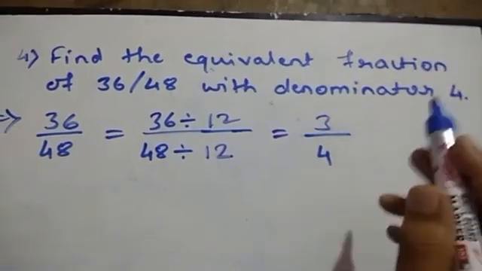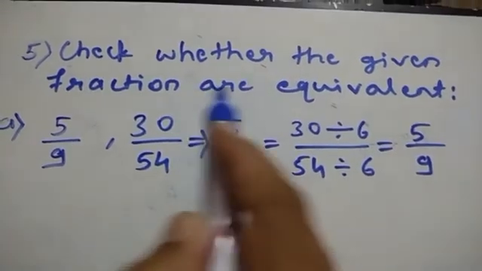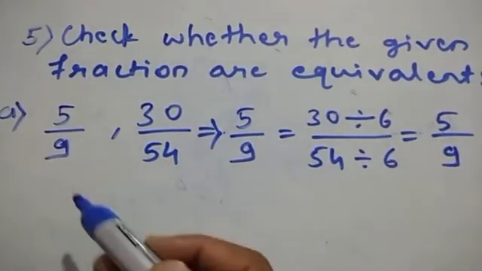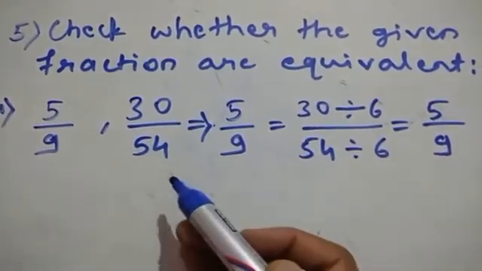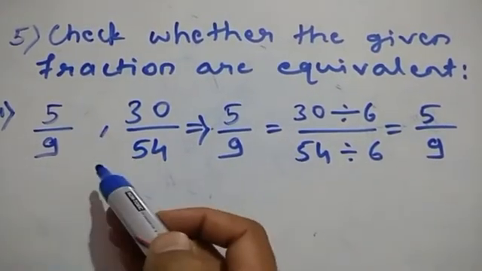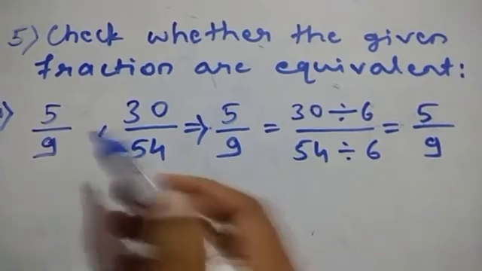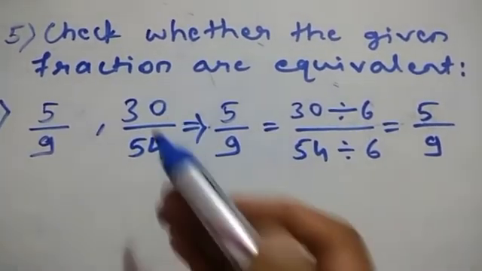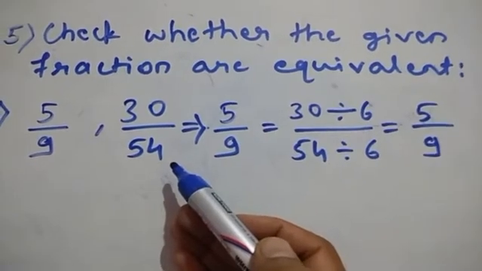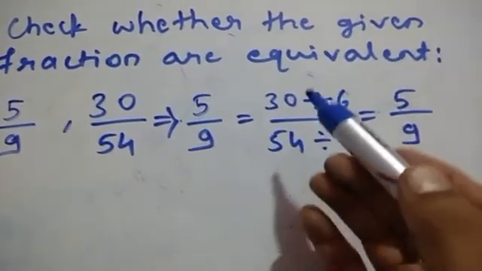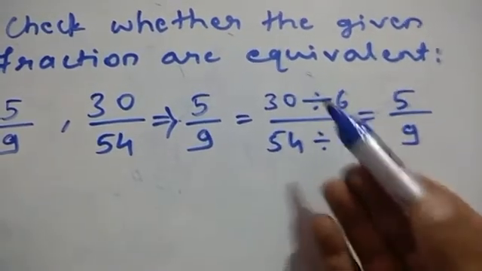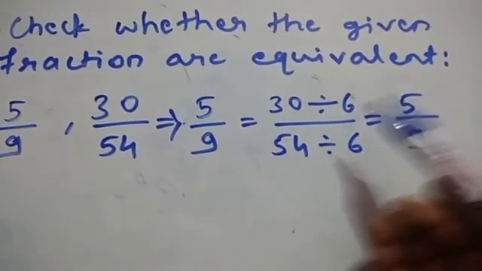Now fifth question. Check whether the given fractions are equivalent. Here the given fractions are 5 upon 9 and 30 upon 54. Whether they are equivalent or not. How to check? This 5 upon 9 is at its lowest term only, right? So 5 upon 9, copy as it is. Now this 30 upon 54 we will reduce to its lowest term, to check whether they are equivalent or not. Therefore, I divided both 30 and 54 by 6. So after dividing, I got here 6 5s are 30 and 6 9s are 54.